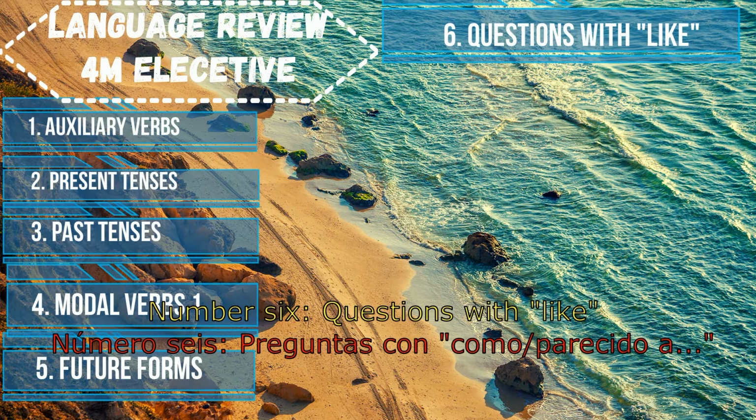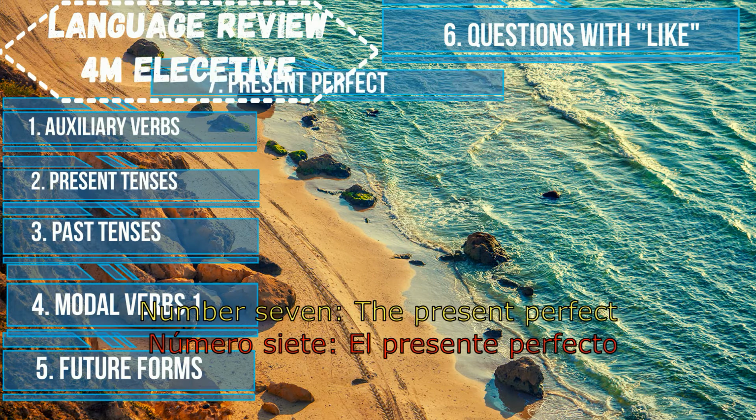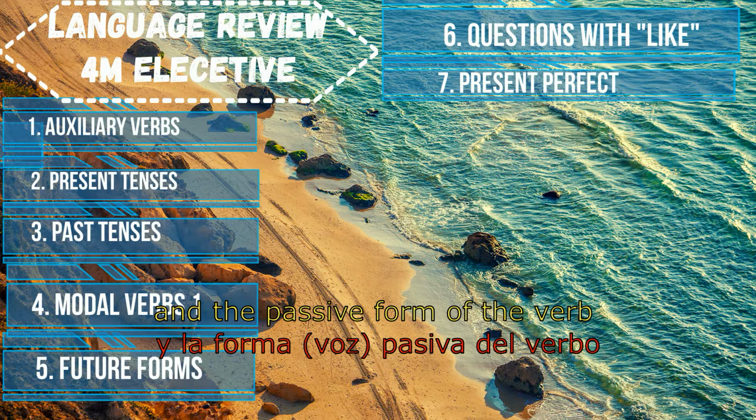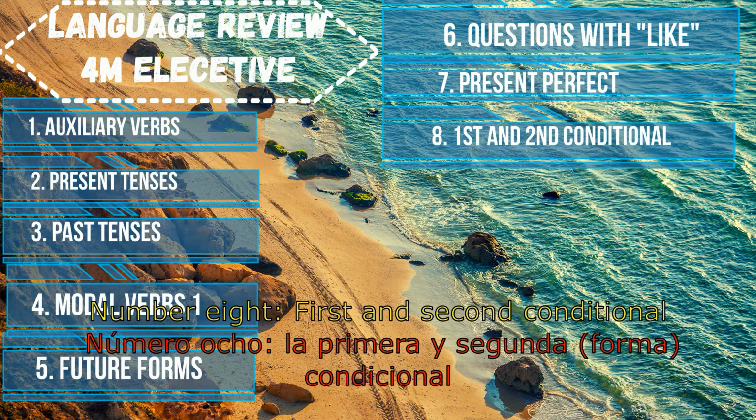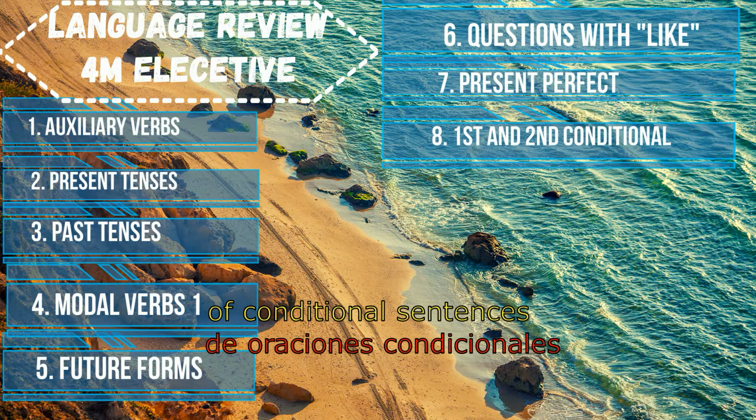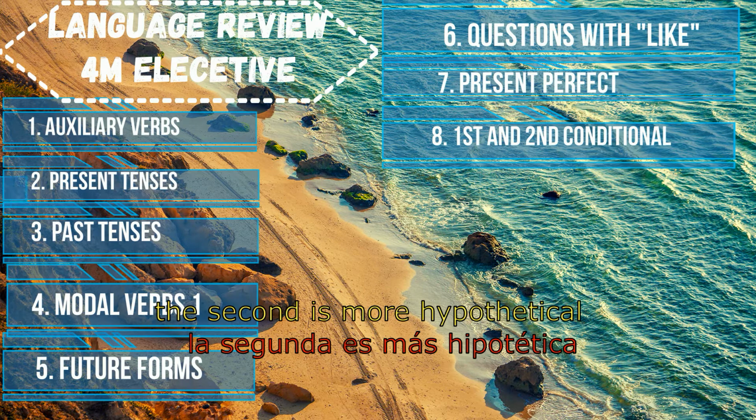Number 6, questions with like, used to describe people and towns. Number 7, the present perfect, its contrast with past simple and the passive form of the verb. Number 8, first and second conditional, the two most used forms of conditional sentences. The first is a simple condition, the second is more hypothetical.